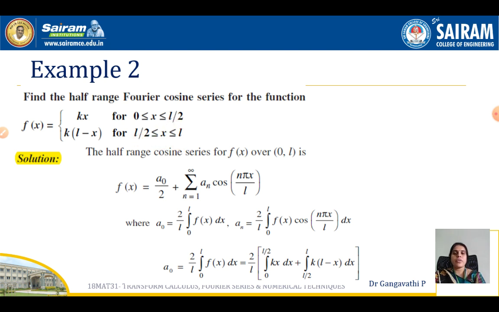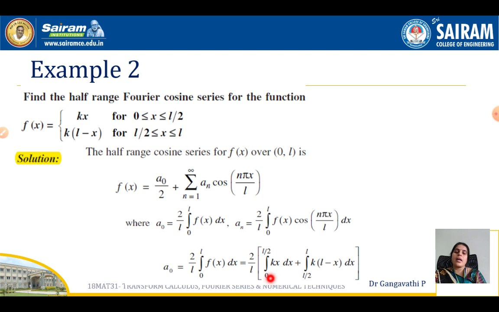Since it is a Fourier cosine expansion, half range, a0 and an terms will be there in the series. It means that we have to evaluate a0 as well as an. The a0 formula is this and an formula is this. So let us do evaluation of a0 first. 2 by l integral 0 to l f of x dx, and substitute for integral 0 to l as two parts, 0 to l by 2 and l by 2 to l.